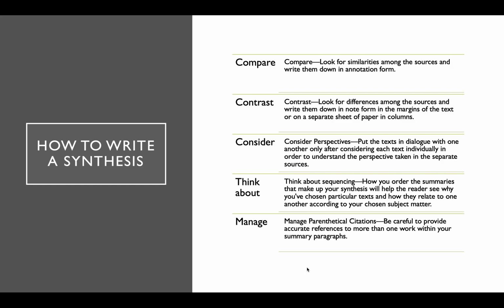You're also going to want to think about sequencing when you write your research synthesis. What particular sources have you chosen, and how do those sources interact with each other, and what order are you going to present those sources to your reader? And then the last thing that you always want to do when you write a synthesis is you want to manage parenthetical citations. Make sure that if you pull something from one of your sources, you always cite it.